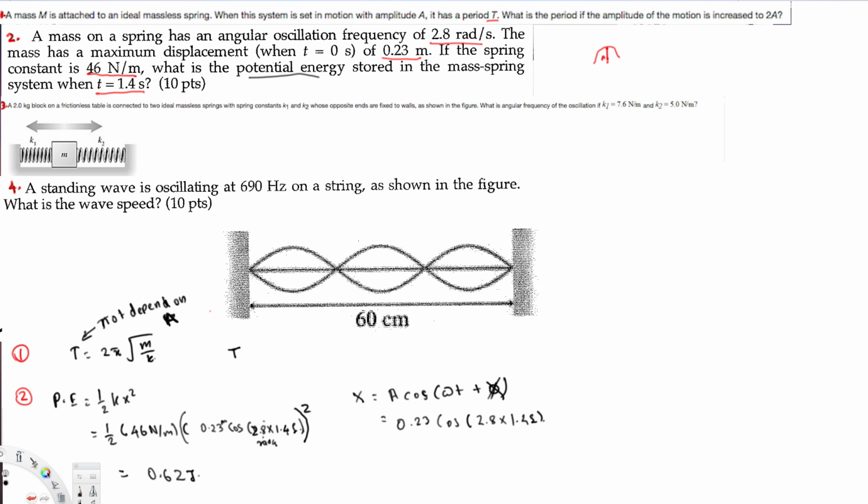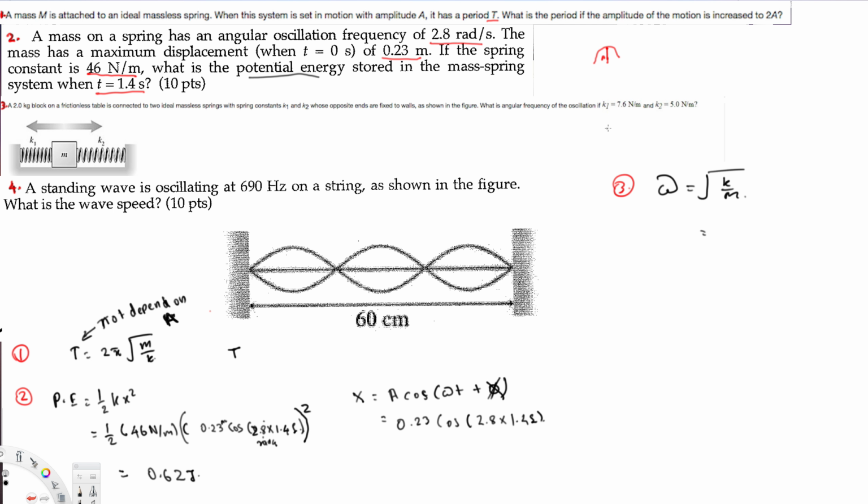And the third question is asking: a 2 kilogram block on a frictionless table is connected to two ideal massless springs with spring constants K1 and K2, whose opposite ends are fixed to the walls as shown in the figure. So in this picture, what is the angular frequency of the oscillation? K1 is equal to 7.6, K2 is equal to 5.0. Let's see. So omega is equal to square root of k over m.